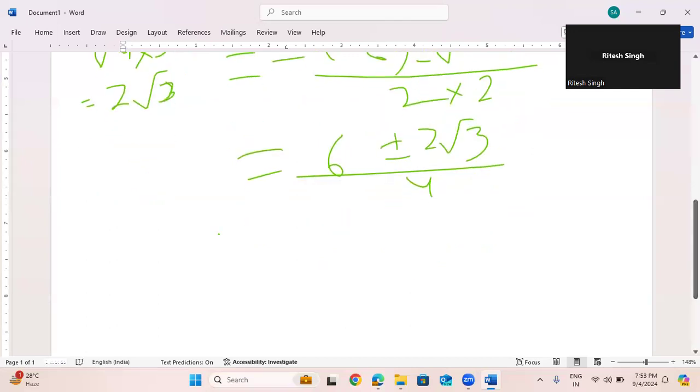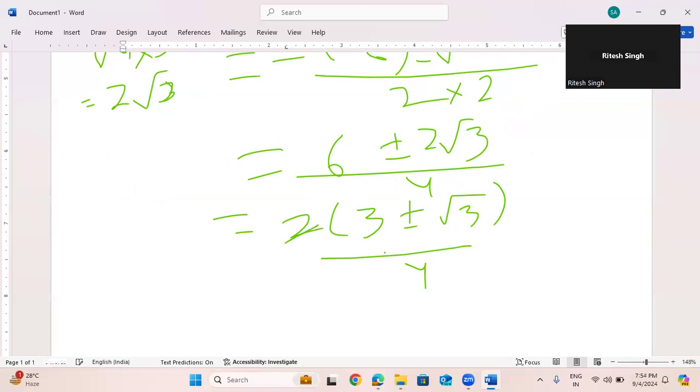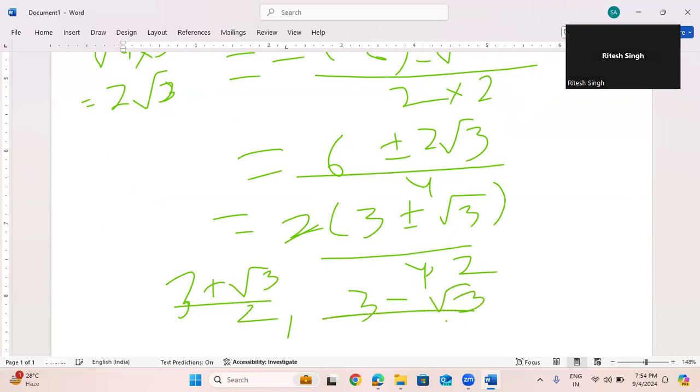Now what can we do? We can take 2 common: 3 plus minus root 3, divided by 4. So it is 2 twos are 4. So what we got: one value of x is 3 plus root 3 by 2, and the second value is 3 minus root 3 by 2. We have got two values of x. So like that we can solve the quadratic equation.